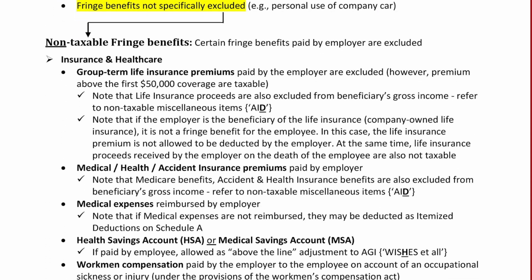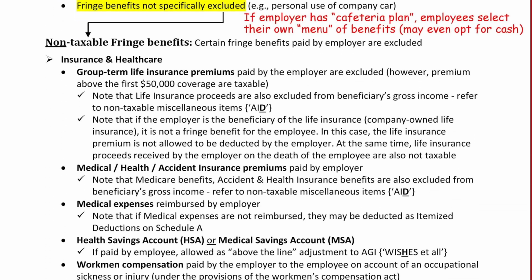Make a note there: if the employer has a cafeteria plan, employees select their own menu of benefits, and may even opt for cash. So for employers who have a cafeteria plan, employees get to structure their compensation. Employees get to choose their own menu of benefits.